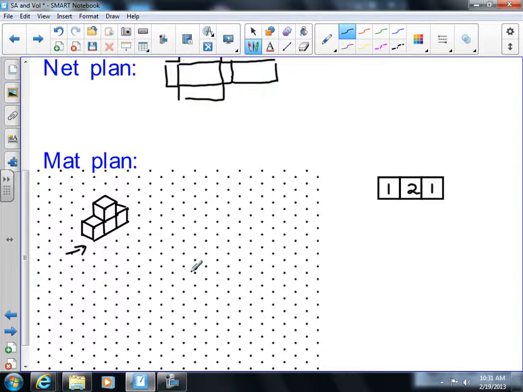Let's practice drawing some 3D pictures. Now when you do your isometric dot paper, make sure that your rhombuses or your diamonds are kind of flattened out. That's the best way to start. And I always start with one diamond. Okay, and that's going to be your top.